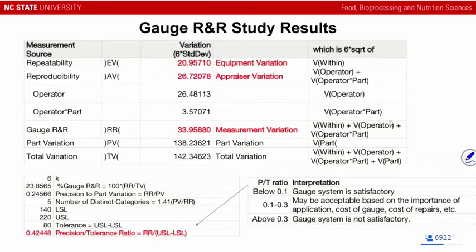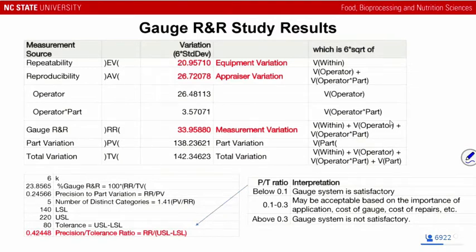Gauge R&R test, and this is what it looks like. It's kind of a lot at first. I think of it as a pretty complicated ANOVA test where there's a lot of interaction effects. It's like a three-way ANOVA. And with repeatability, that's going to be this EV metric.